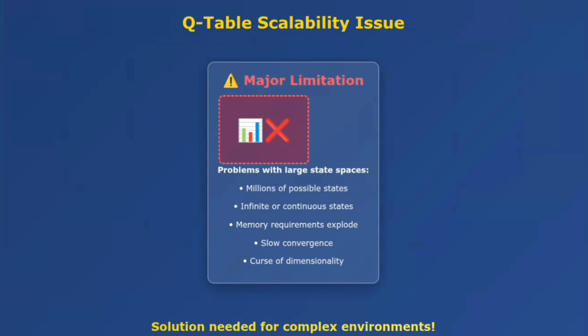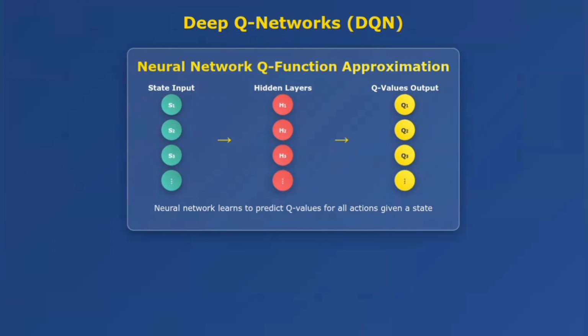What if your environment has millions or even infinite states, like a complex video game or a continuous control task? This is where deep Q networks come in. DQN integrates deep learning with Q learning. Instead of a Q table, a neural network is used to approximate the Q function. The input to the neural network is the state, and the output is the Q value for each possible action.